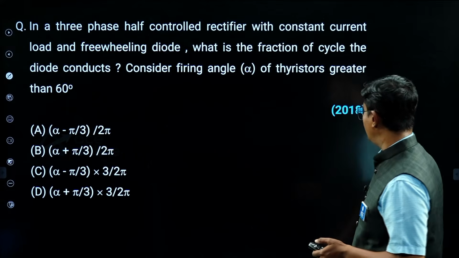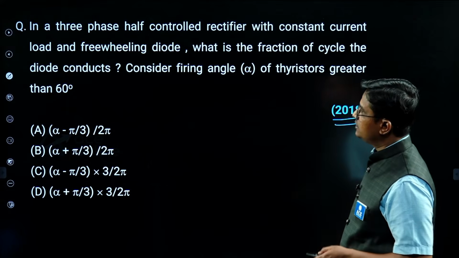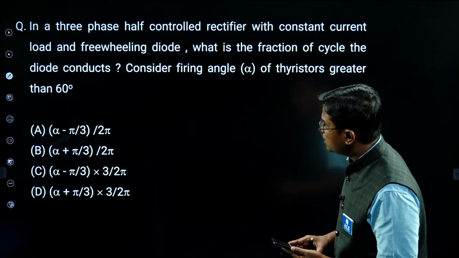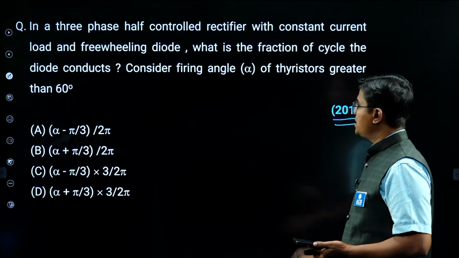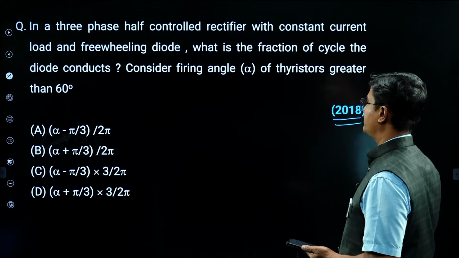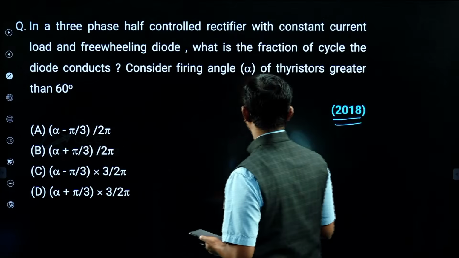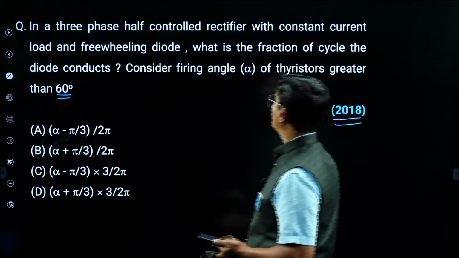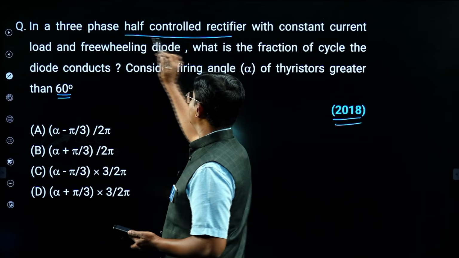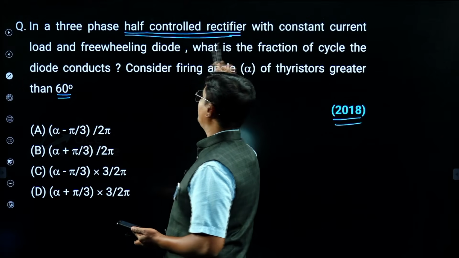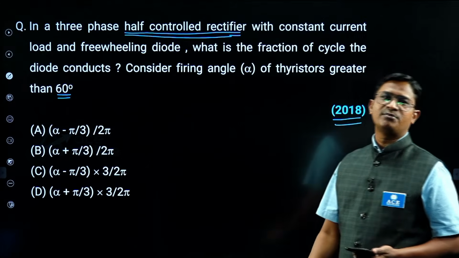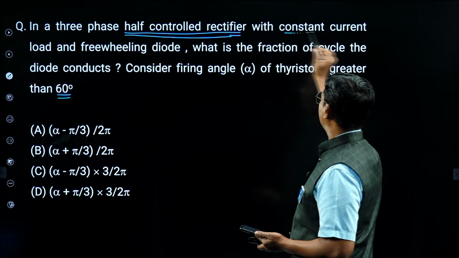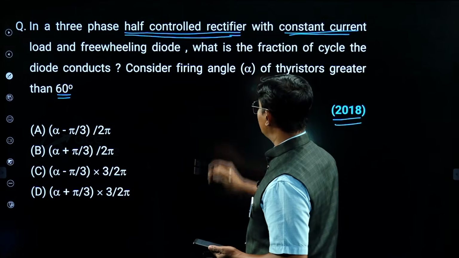This question is from 2018. In a 3-phase half controlled rectifier with constant current load and freewheeling diode, what is the fraction of cycle the diode conducts? Consider the firing angle alpha of the thyristor greater than 60 degrees. Here they are saying 3-phase half controlled. Don't think of it as a 3-phase half wave rectifier. 3-phase half controlled means 3-phase semiconverter. The load is highly inductive, and a freewheeling diode is also present.